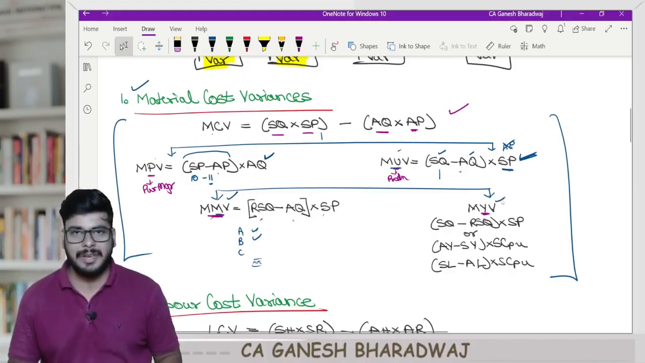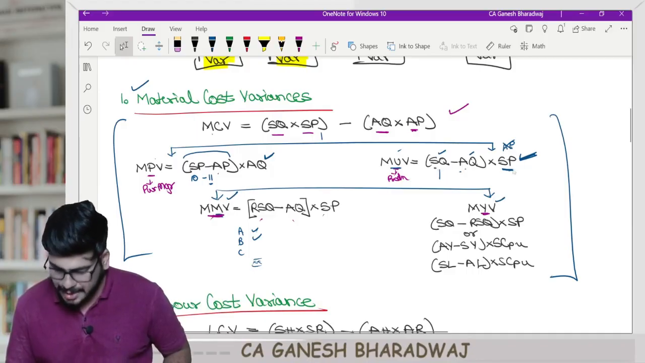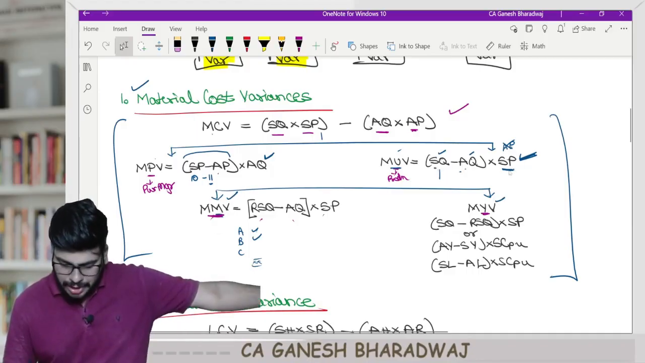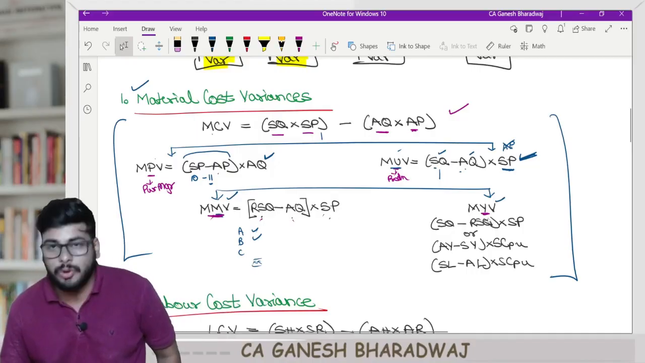And material yield variance is what? It is the balancing figure. Now look at this. We need to arrive at this figure: standard quantity minus actual quantity into standard price. Yes, on one side we have what? Revised standard quantity minus actual quantity into standard price. So this is going to be the balancing figure.